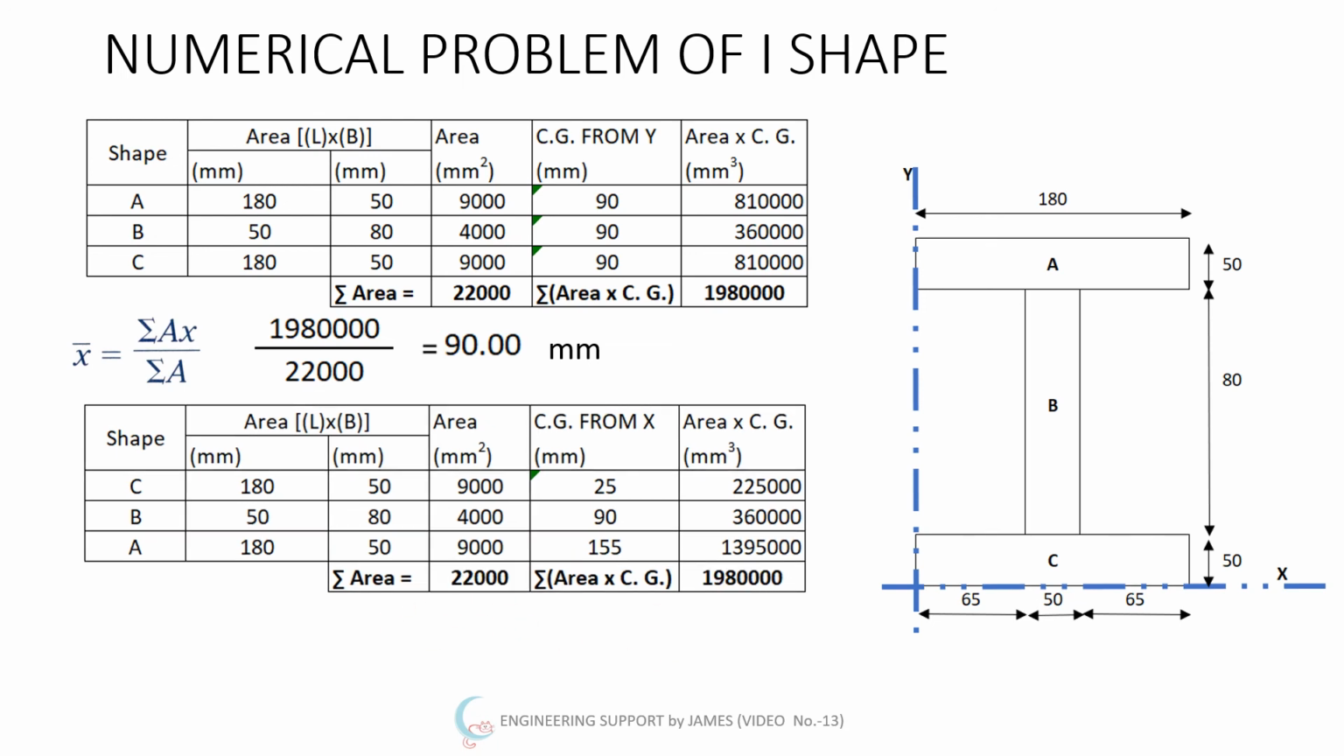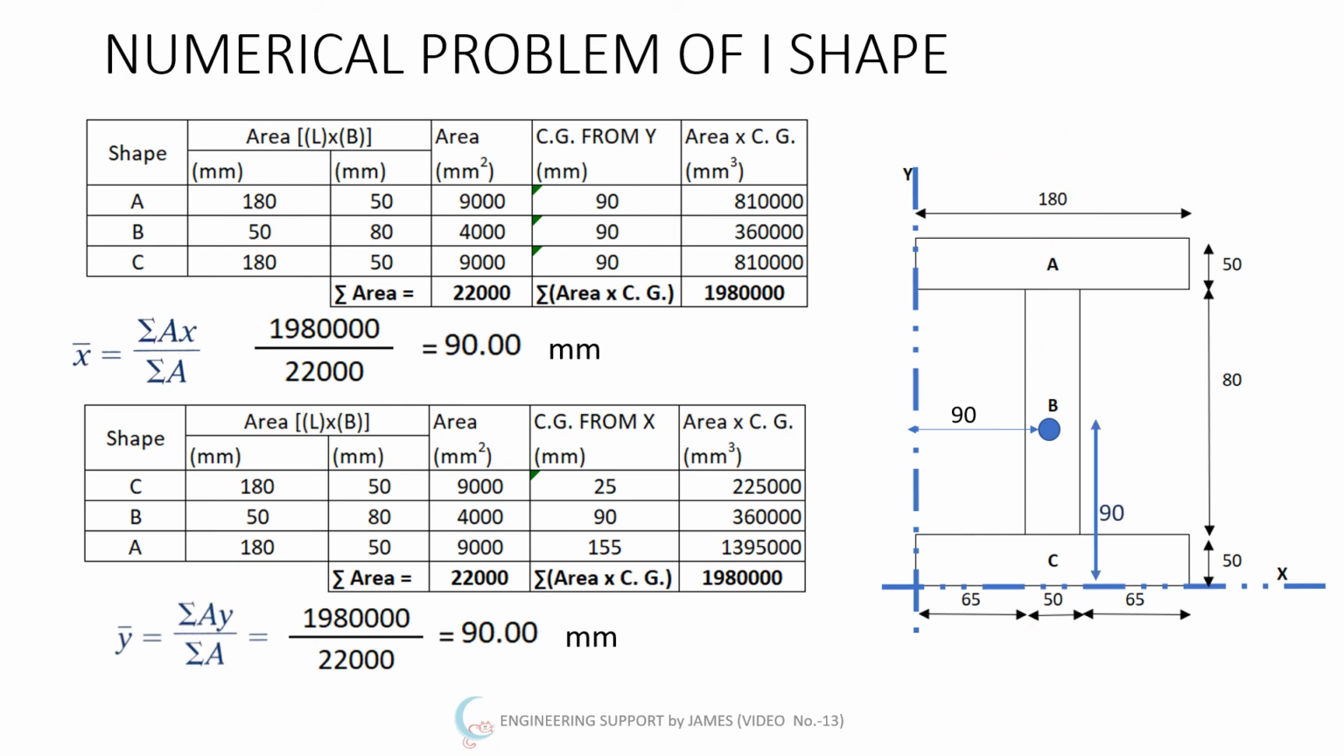So the total area will be equal to 22,000, and then the summation of area multiplied by CG equals 1,980,000. So y bar is equal to the summation of moments about the x-axis divided by the total area, which will be equal to 1,980,000 divided by 22,000. You can see here it is exactly the same. So the answer will be 90. As I told you, this is a symmetrical section, you can check it. 180 divided by 2, and in this case also it is 180 divided by 2. So the answer is 90.